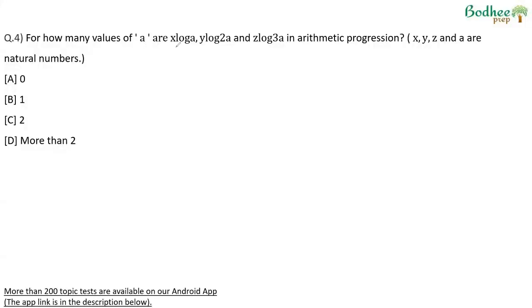For how many values of a are x log a, comma y log 2a, and z log 3a in arithmetic progression? x, y, z, and a are natural numbers. So x log a can be written as log of a to the base x, log of a to the power x. y log 2a can be written as log of 2a to the power y. z log 3a can be written as log of 3a to the power z.